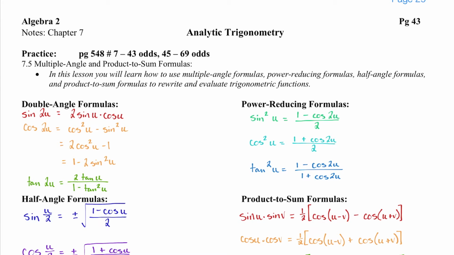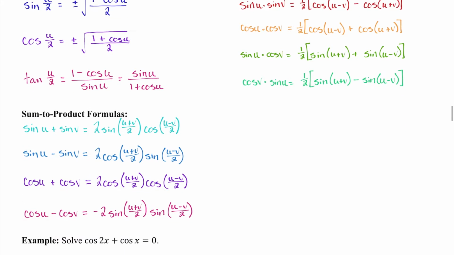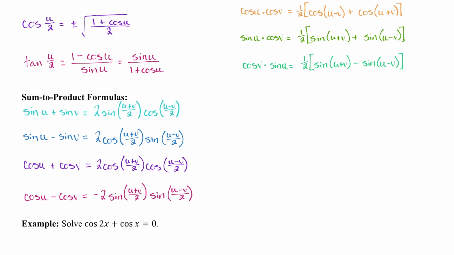Yes, I am. You may want to pause because I'm not going to go through every single one of these, and there's a lot. So here's our double angle formulas, our power reducing formulas for when you don't want that squared. We've got our half angle formulas. We've got our product to sum formulas. And then lastly, we've got our sum to product formulas.